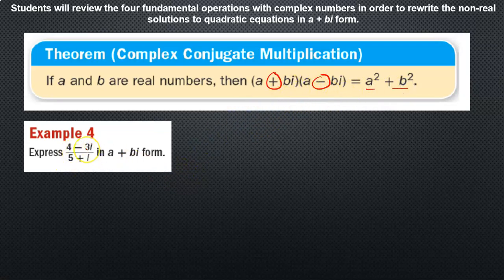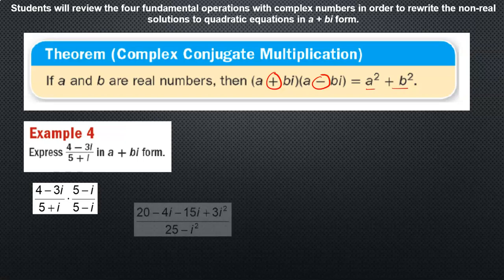So if we want to express 4 minus 3i divided by 5 plus i in a plus bi form, we want to rewrite it as a complex number. We're going to multiply by the conjugate of 5 plus i. The conjugate of 5 plus i is 5 minus i. So we're going to start out with this, and we're going to multiply by 5 minus i. So we FOIL the top.